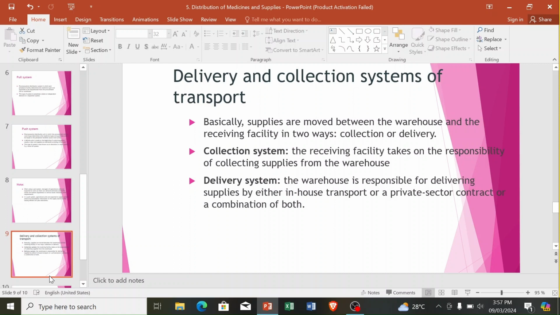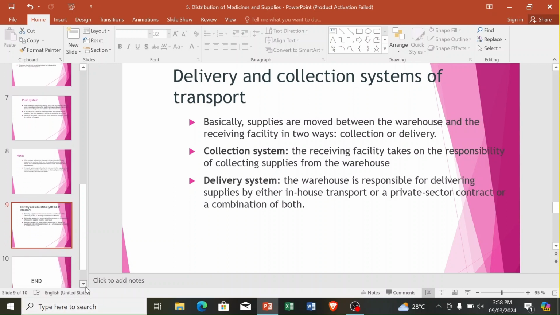And then we have delivery and collection system of transport. Basically, supplies are moved between the warehouse and then the receiving facility in two ways: collection or delivery. With collection system, the receiving facility takes on the responsibility of collecting supplies from the warehouse. With the delivery it is the opposite. The warehouse is responsible for delivering supplies by either in-house transport or a private sector contract or a combination of both. Okay, that is for the delivery.